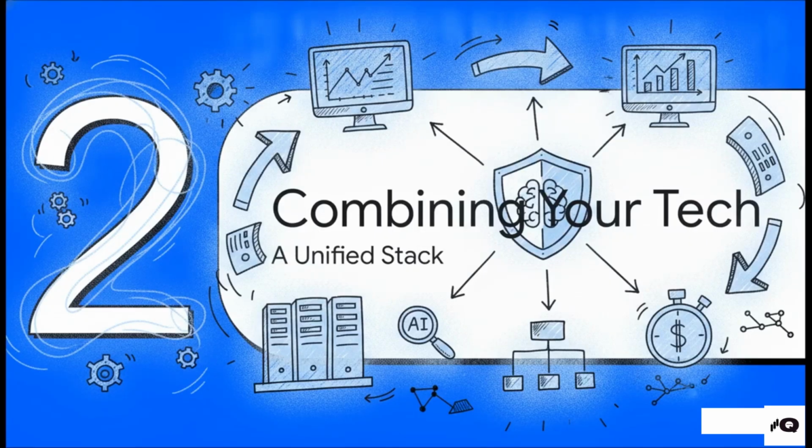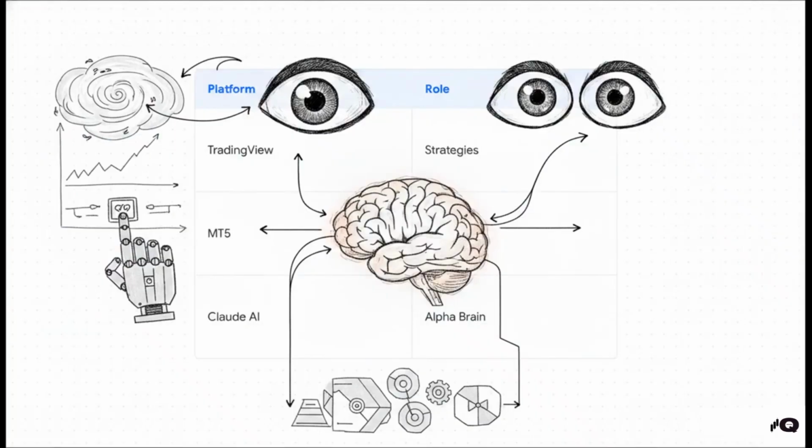Moving right along to Section 2, combining your tech stack. And this brilliantly illustrates why combining your tools is absolutely crucial right now. You literally cannot find success if your market analysis lives in one app, your strategy design is in another, and your trade execution is lagging way behind in a third. It just doesn't work. Check out the specific roles laid out here.